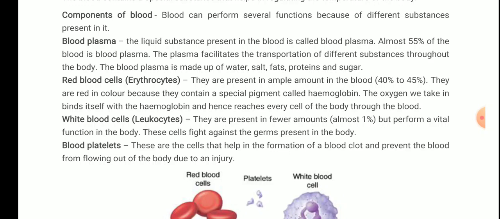Okay, so it is one of the most important parts of the blood. Plasma constitutes almost 55% of the blood. And what does it help in? It helps in the transportation of different substances throughout the body. It is made up of water, salt, fats, proteins, and sugars. Clear? The first component of the blood, plasma.